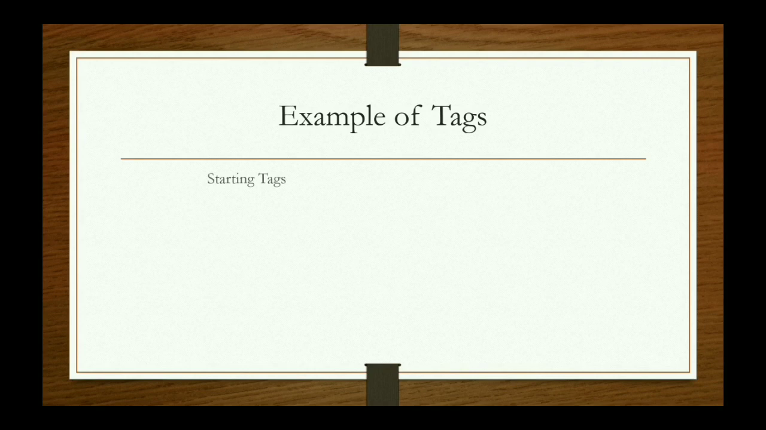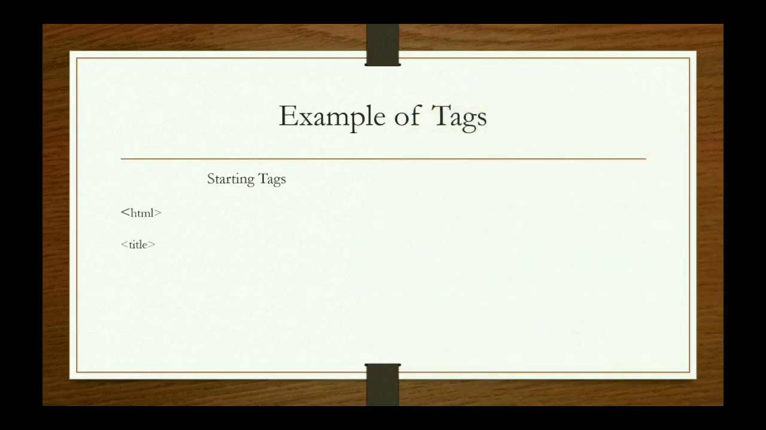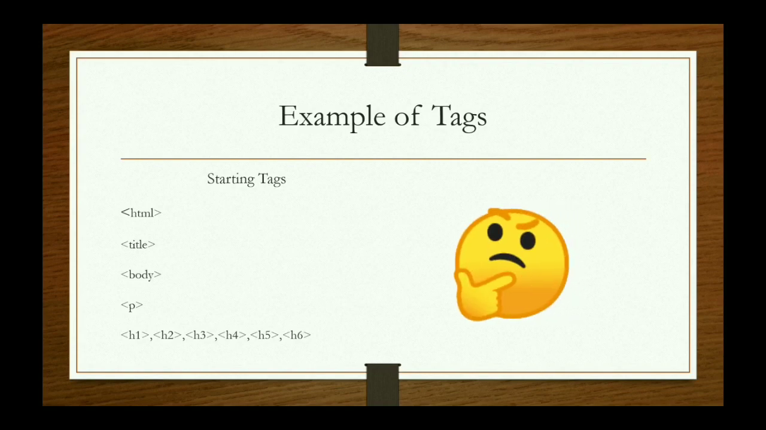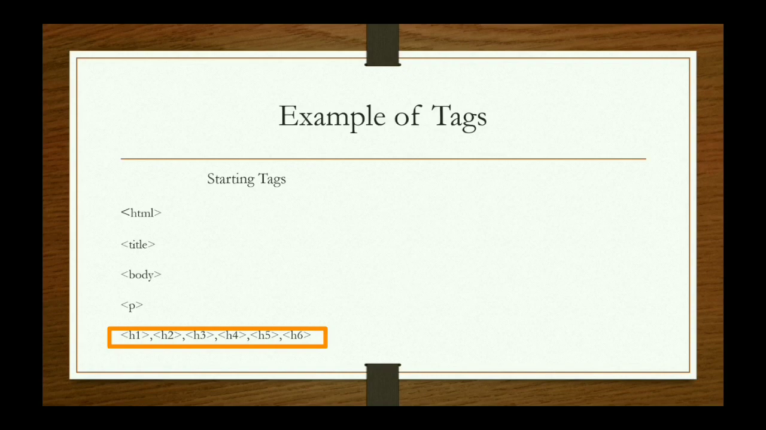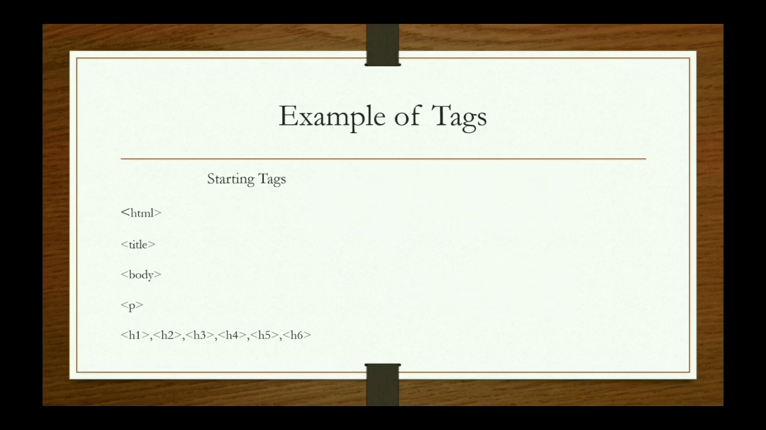Examples of tags. There are some examples of tags because tags are very important and we should learn them. Okay, so examples of starting tags: html, title, body, p, h1, h2, h3, h4, h5, h6. Okay, so you may be thinking that if h1, h2, h3, h4, h5, h6 are there, is it the same as html, title, body, p? No, it is not the same. Okay, so p stands for paragraph, h stands for heading, so it is like that. Okay, and these are tags.